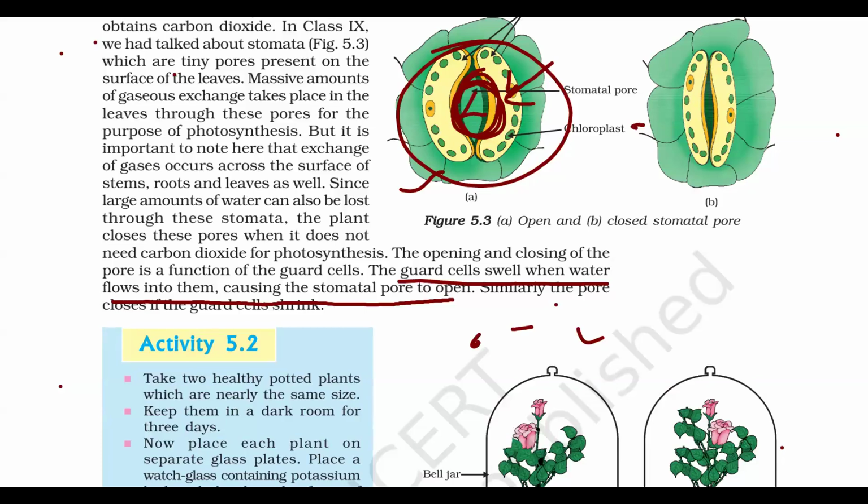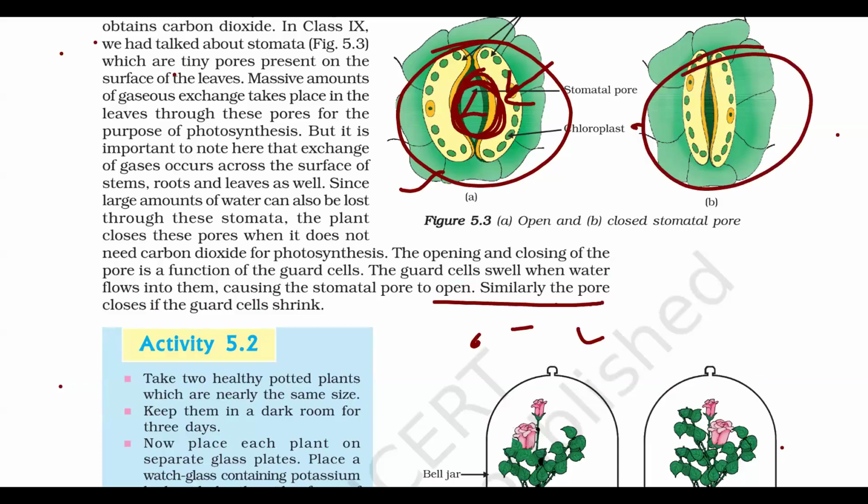Okay, clear? Similarly, the pore closes if the guard cells shrink or become flaccid. When they shrink, this structure is going to take place, and it is the closing of stomata, because there is no center opening for the exchange. It is like a closed gate. The gate is closed and nobody can come inside and nobody can move outside. It is closed. No exchange of particles or molecules. Clear?